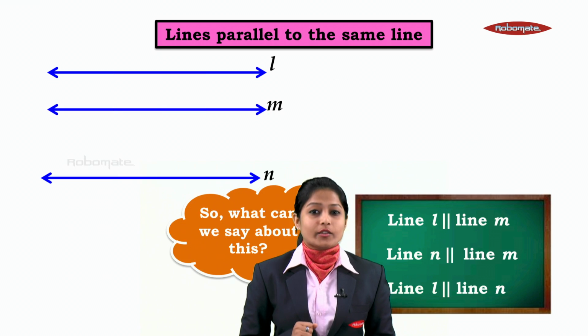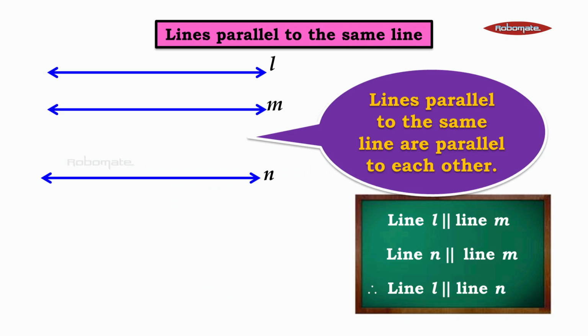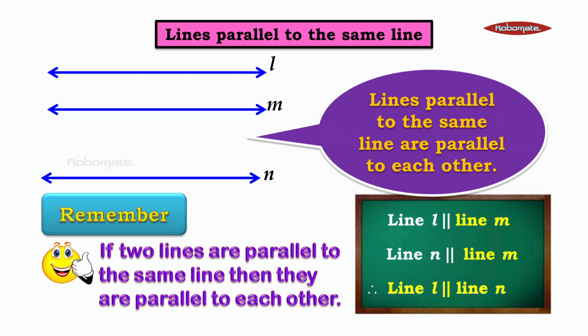So what can we say about this? That lines parallel to the same line are parallel to each other. Line L is parallel to line M. Line N is also parallel to line M. Therefore, line L is parallel to line N. Proceeding ahead, students. Remember, if two lines are parallel to the same line, then they are parallel to each other.